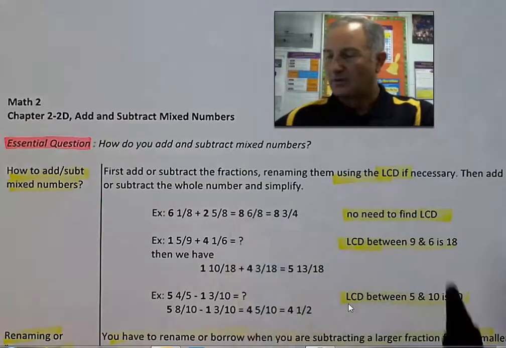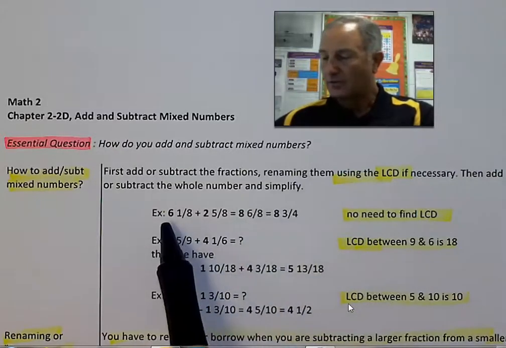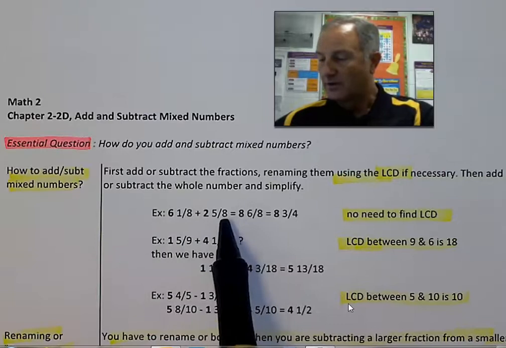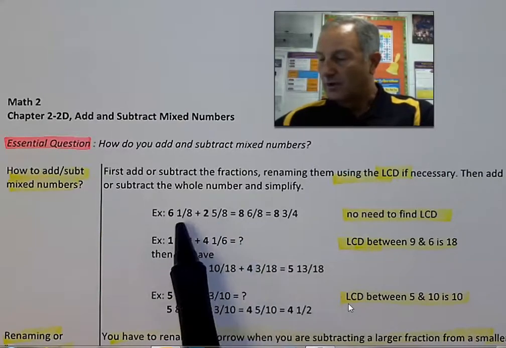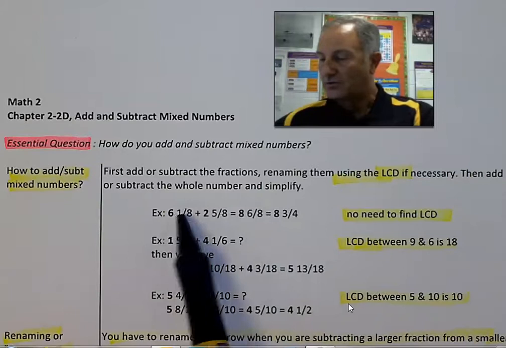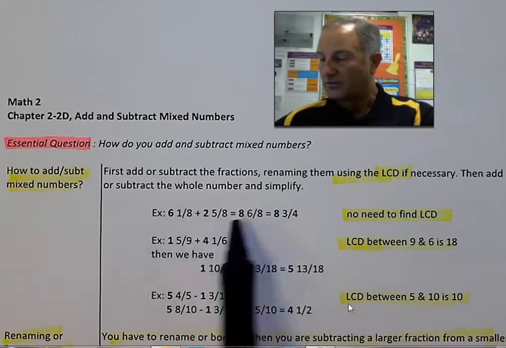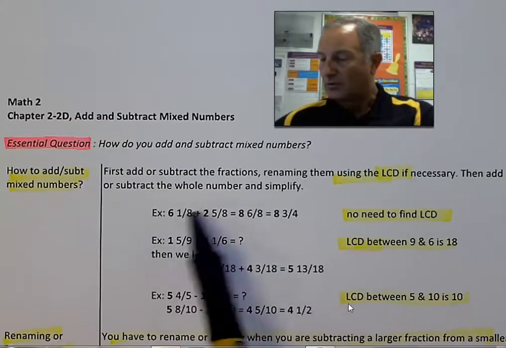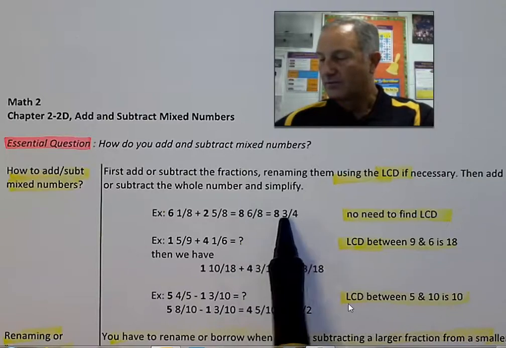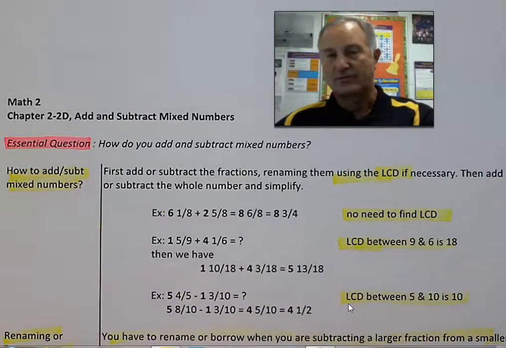For an example, if you had 6 and 1/8 and you want to add 2 and 5/8, notice the common denominator. So you can add the whole number, the integer parts, and add your numerators. So 6 and 2 is 8. The numerator is 1 plus 5 gives you 6/8, and then simplify. 6/8 simplifies to 3/4, so 8 3/4 is your final answer. You didn't need a least common denominator because you had one already.